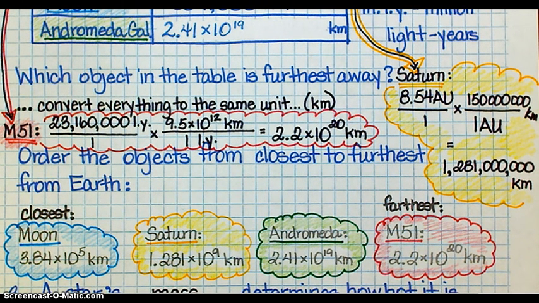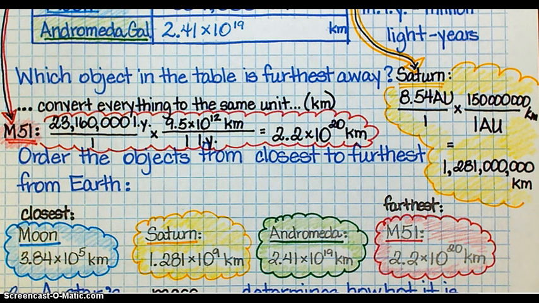So, once again, you're not going to see me do it, but I would like you to put all 4 of these with the numbers in scientific notation so that I know that you are, in fact, following along. Okay? Going back to the first question, which object in the table is furthest away? It's Galaxy M51. Okay? And we know that from down here.